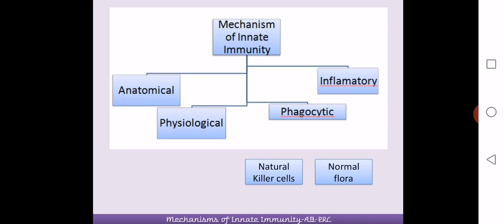There is resistance developed by the body as an anatomical strategy, and there are physiological mechanisms. There are phagocytosis, inflammation, and additionally there are cellular responses like natural killer cells, and also the normal flora. All these things collectively work in order to resist a foreign substance, or resist the attack by the foreign substance to the body.